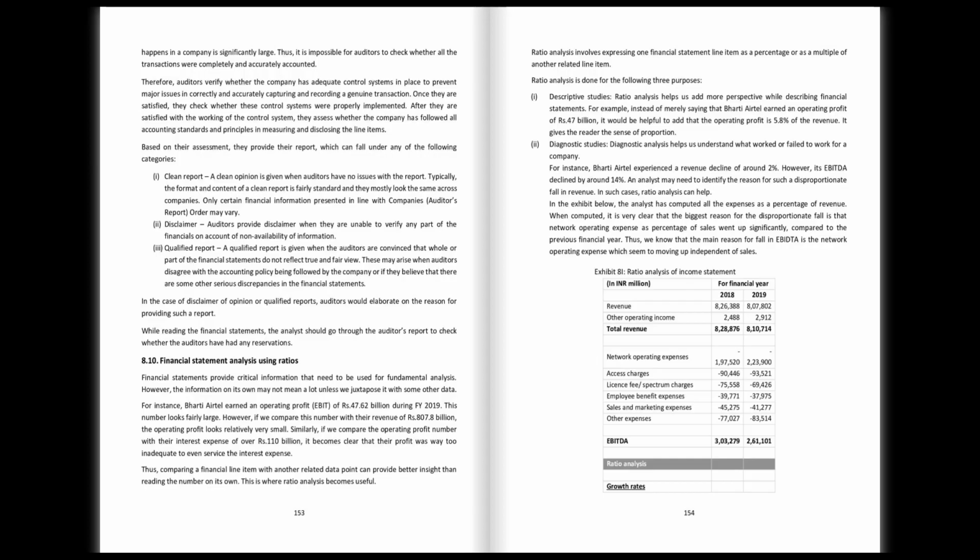In the exhibit below, the analyst has computed all the expenses as a percentage of revenue. When computed, it is very clear that the biggest reason for the disproportionate fall is that the network operating expense as a percentage of sales went up significantly compared to the previous financial year. Thus, we know that the main reason for the fall in EBITDA is the network operating expense, which seems to be moving up independent of sales.